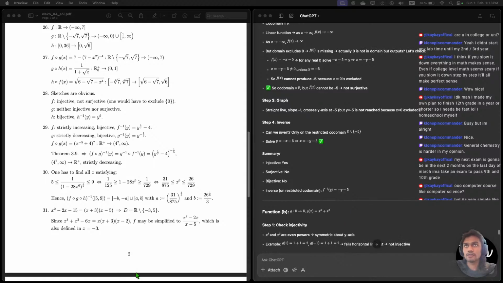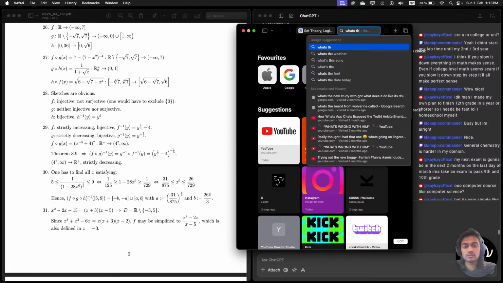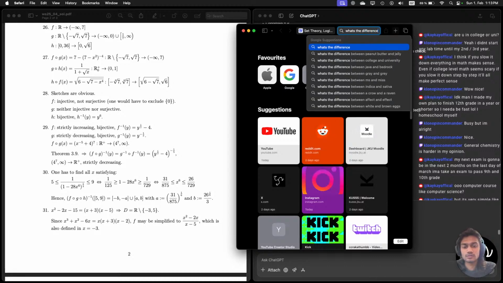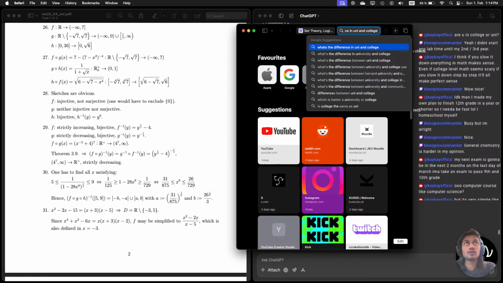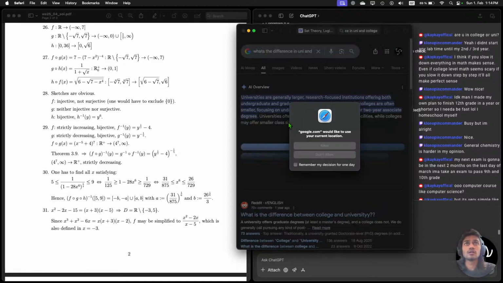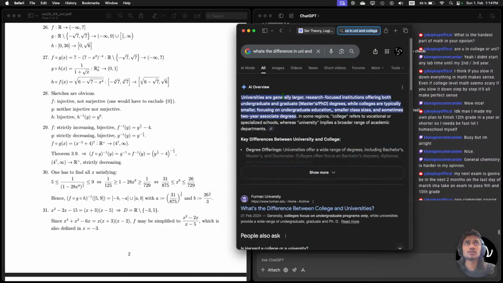Not gonna lie, KK official, I'm pretty interested in what's. Why would you need my location? Universities are generally larger, resource focused. Okay. Oh.